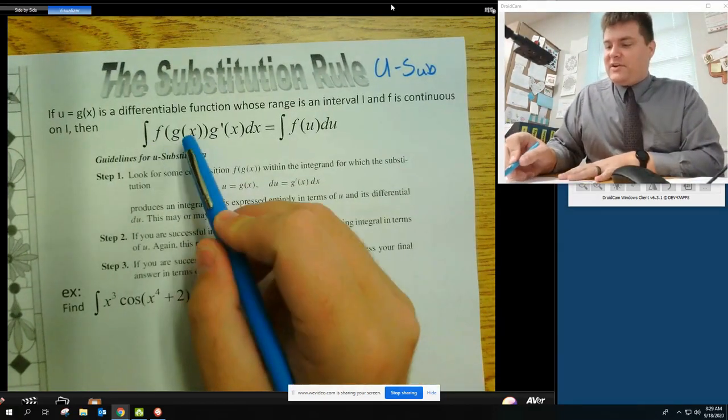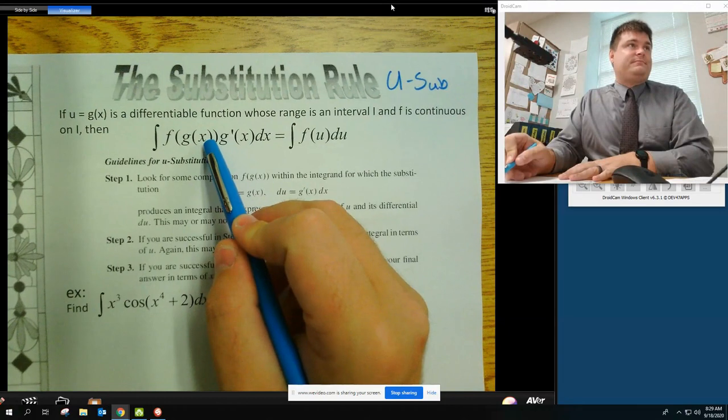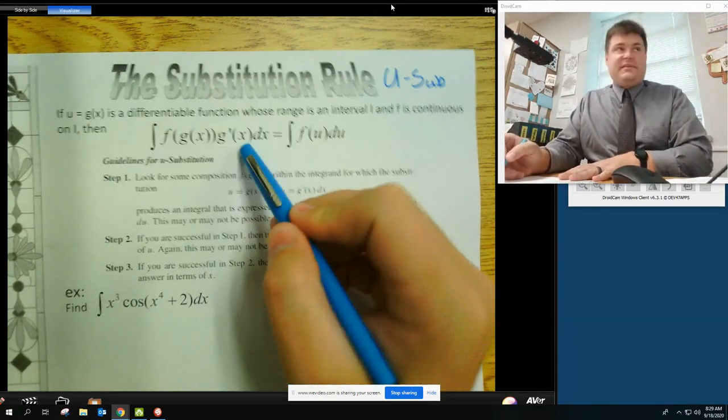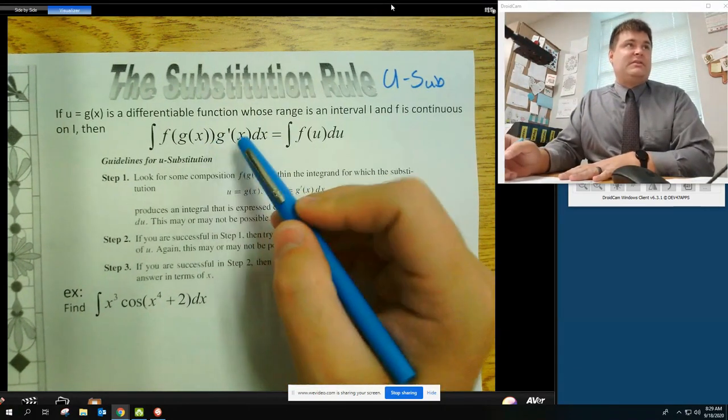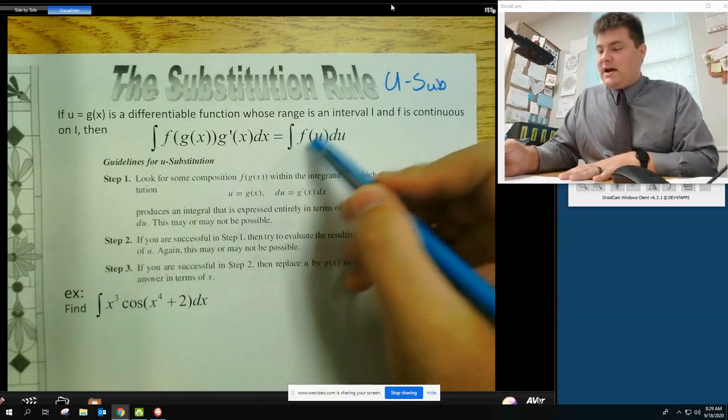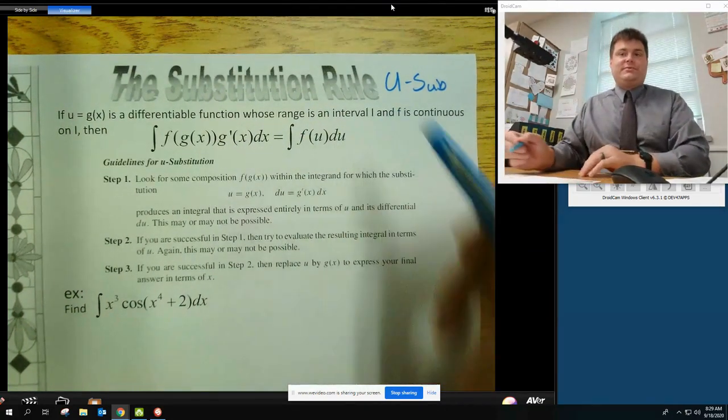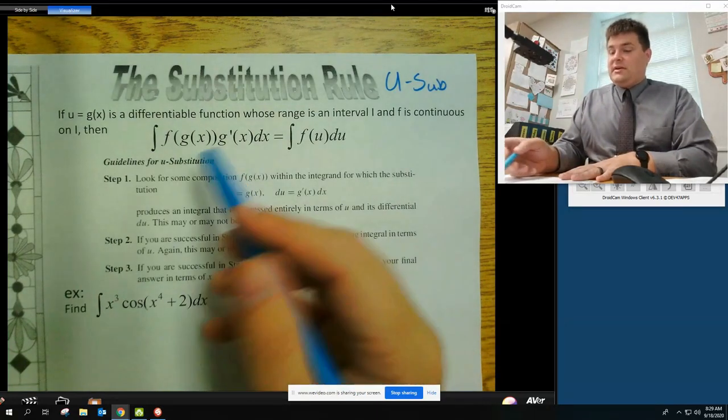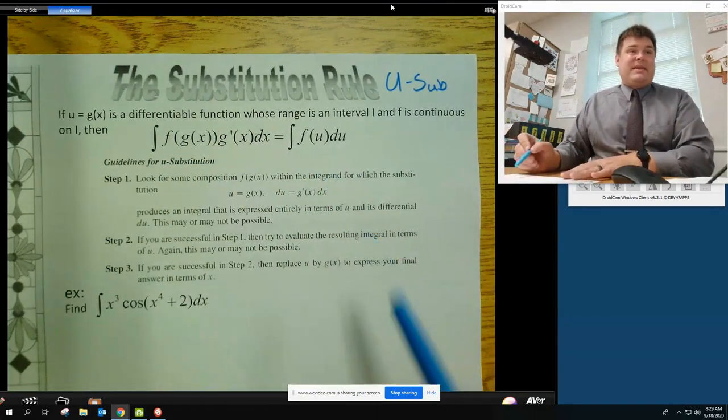So if we have a function inside of a function times the derivative of that inside function dx, we can actually substitute it out with the letter u to make it f of u du. Okay, kind of looks a little complicated. I'll break it down for you.